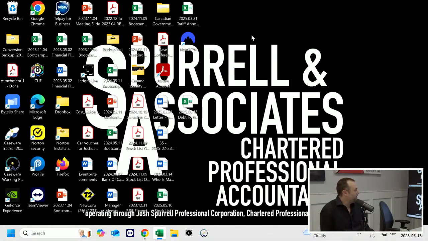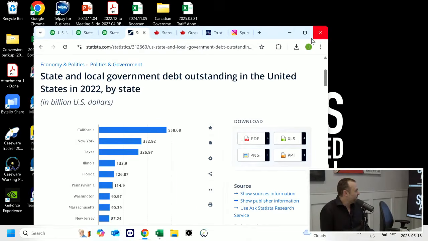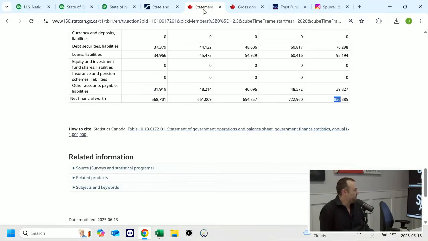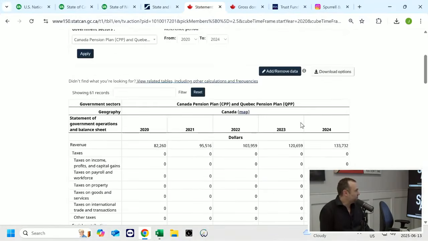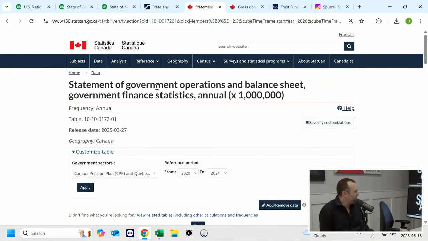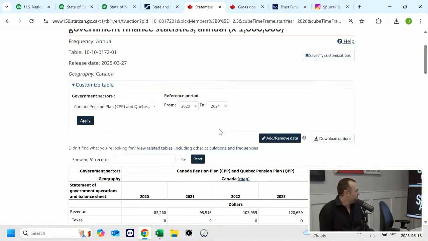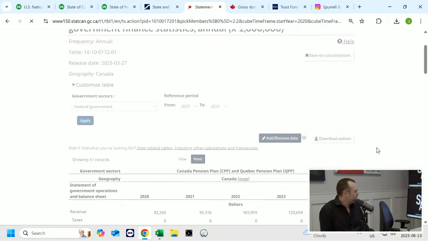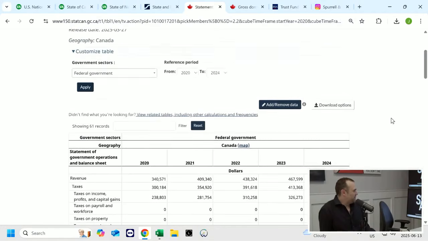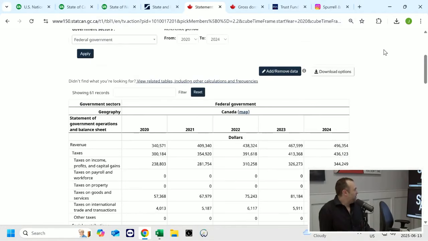Let me show you how to find this on the Stats Canada website. I encourage people to look at this. You don't have to trust this, you can just go look at it. It's a statement of government operations and balance sheet, government financial statistics. It's given to us every year. I'm just going to go to the federal government here, apply. And bang, these numbers are not that cryptic.